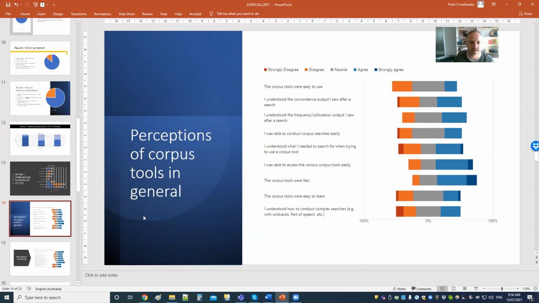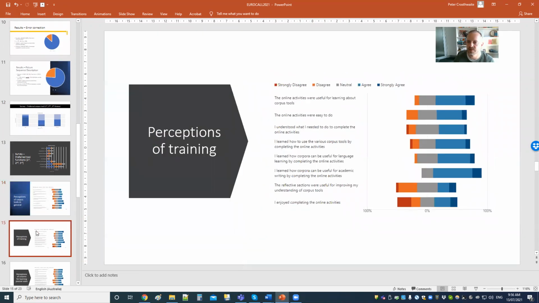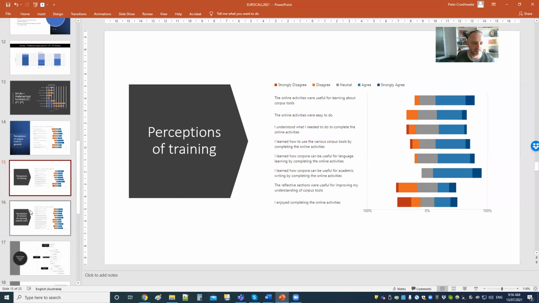to conduct complex searches. In terms of their perceptions of the online training, overall students were generally positive about the online training that they received, although were less confident about the end of module reflective sections, and many of them did not necessarily enjoy completing the online activities. They claimed that it wasn't fun enough. When you're working with children, this is something that you have to deal with.